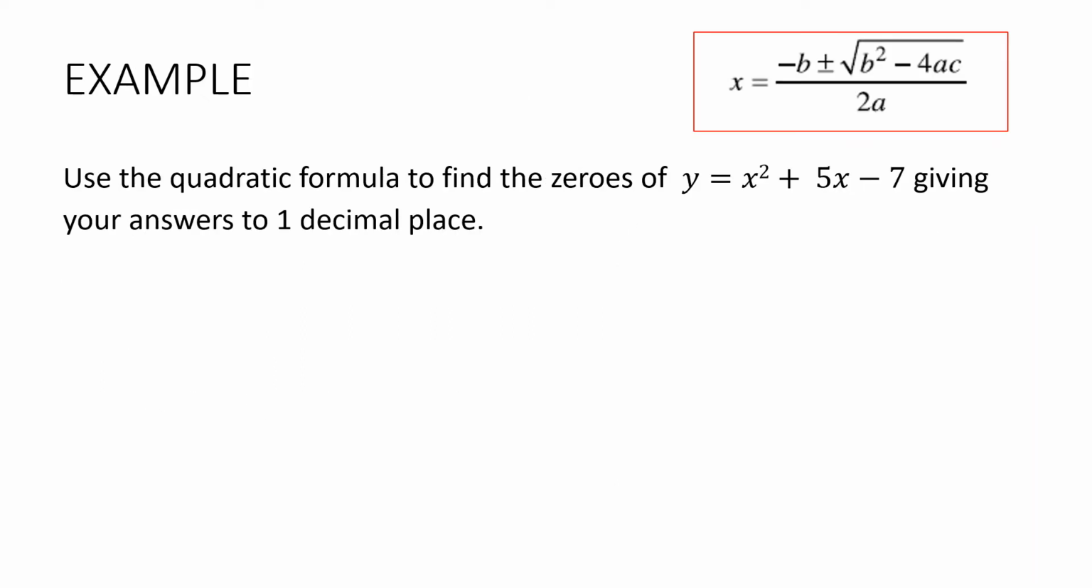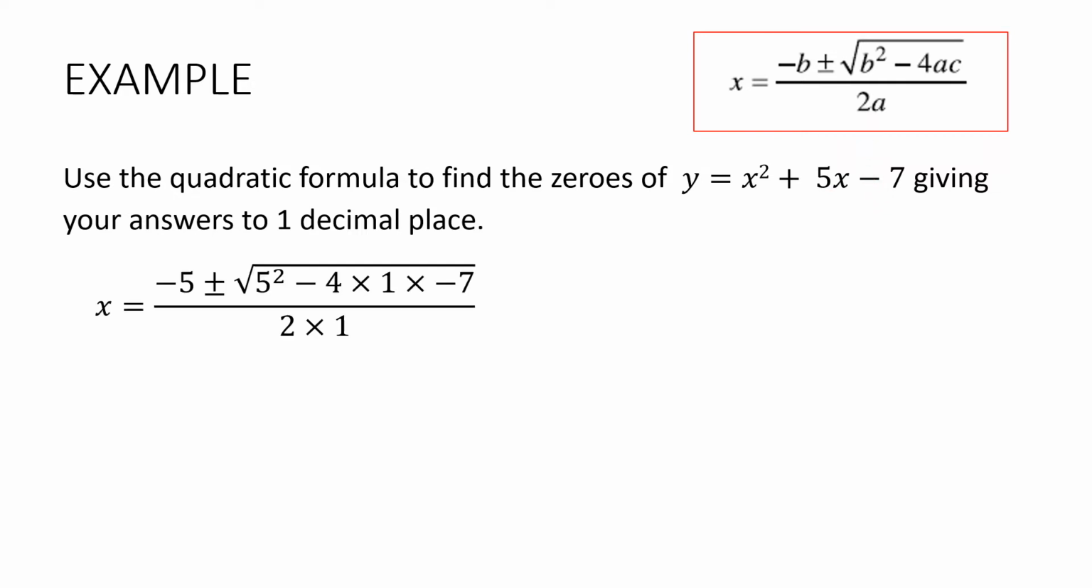Here's an example. Use the quadratic formula to find the zeros of y is equal to x squared plus 5x minus 7, giving your answers to one decimal place. So in this case, a is 1, b is 5, c is negative 7. Let's substitute in. We end up with minus 5 plus or minus the square root of 5 squared, take 4 times 1 times negative 7 all over 2 times 1.